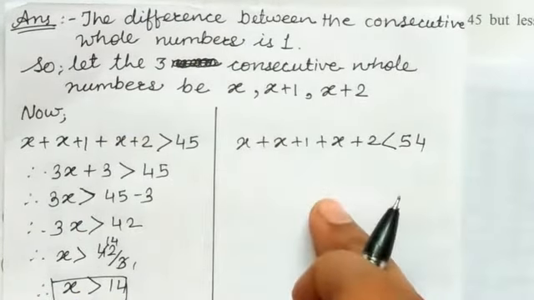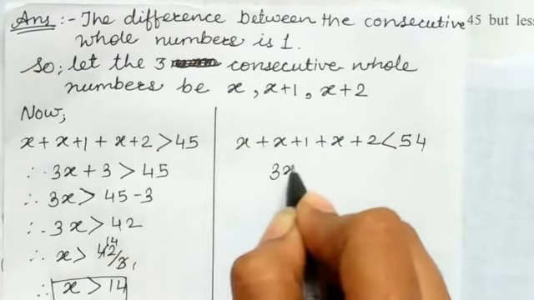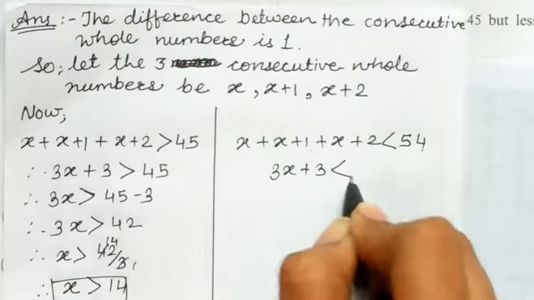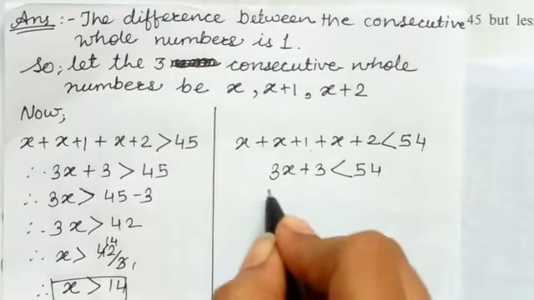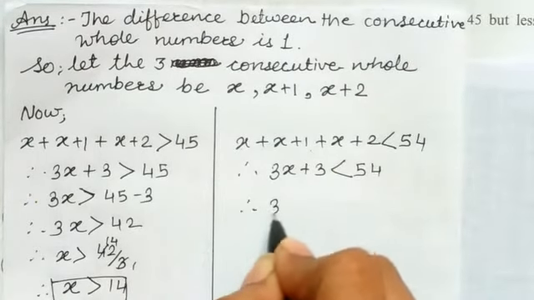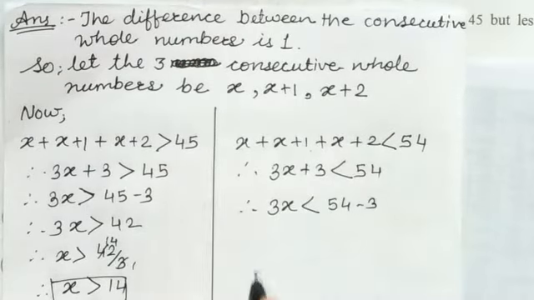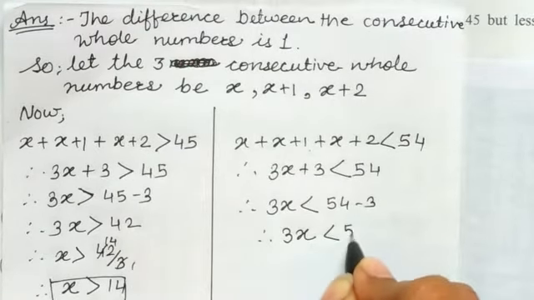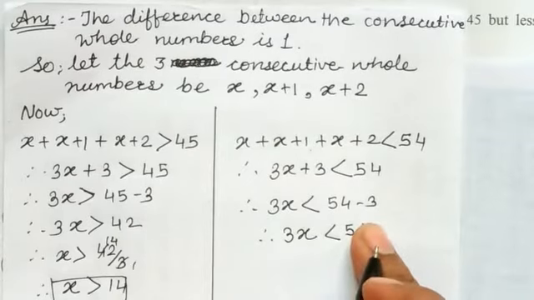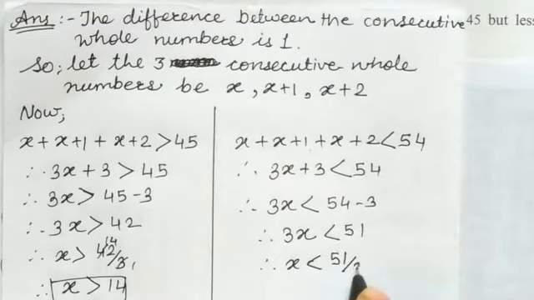So let's solve this equation also. Again x plus x plus x, so 3x plus this 3 less than 54. This plus 3 we can send it to the opposite side. Therefore, 3x less than 54 minus 3. Therefore, 3x less than 51. This 3 is going to be sent to the opposite side for division process. Therefore, x less than 51 upon 3.